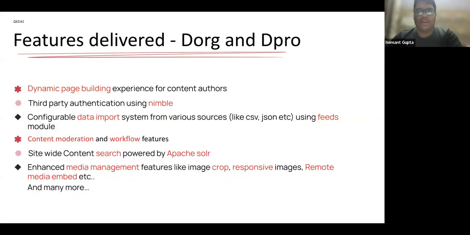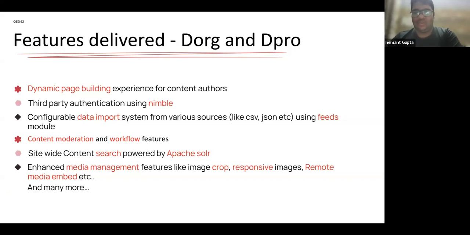Now, as part of this complete delivery, first we delivered the T-Org and Repro platforms, libraries.org and professionallibraries.org, where we delivered the dynamic page building experience. We delivered third-party authentication using Nimble systems, which was using OpenID Connect. Then we provided a self-configurable data import system so that they can easily migrate their data from various sources like CSV and JSON using the Feeds module. And this was self-configurable. We do not have to get involved.